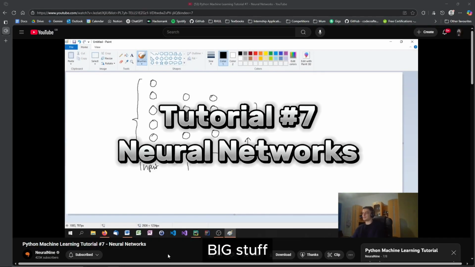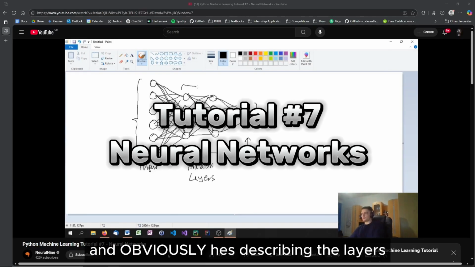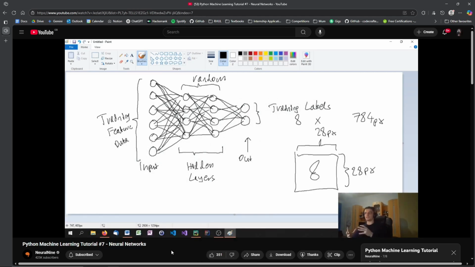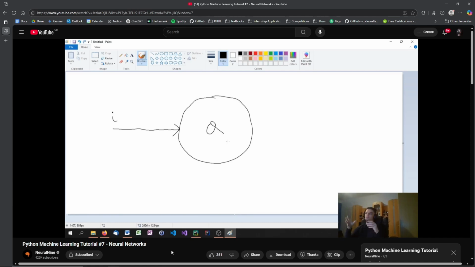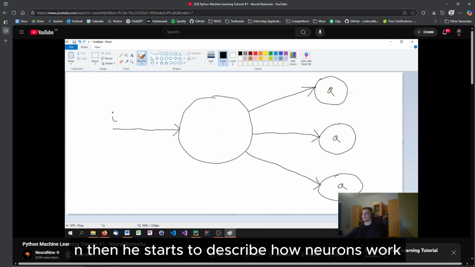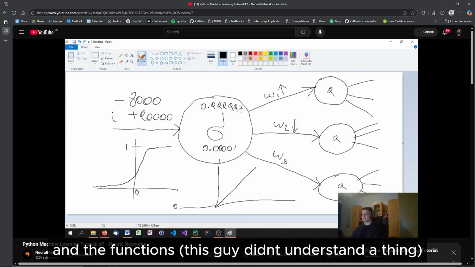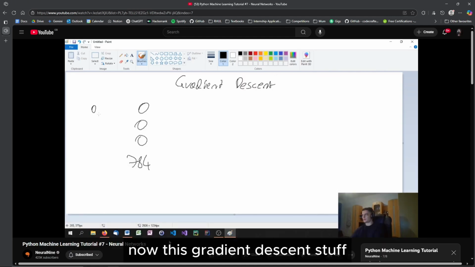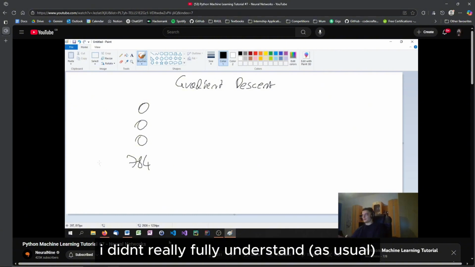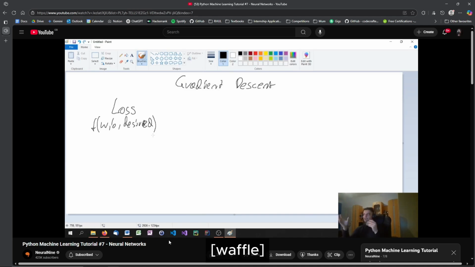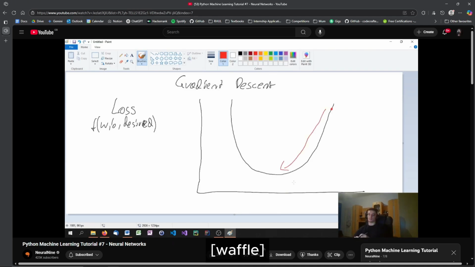Now we move on to the big stuff, which is the neural networks, and obviously he's describing the layers over here. So input layer, output layer, hidden layers, and then he starts to describe how neurons work with all the weights and the biases and the functions, inputs and stuff. Now this gradient descent stuff I didn't really fully understand, but I think they kind of convert the value from one number to 0 to something, or I don't remember that.